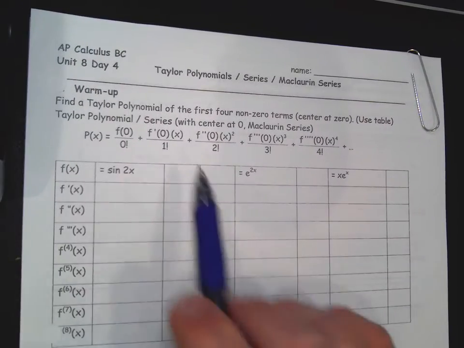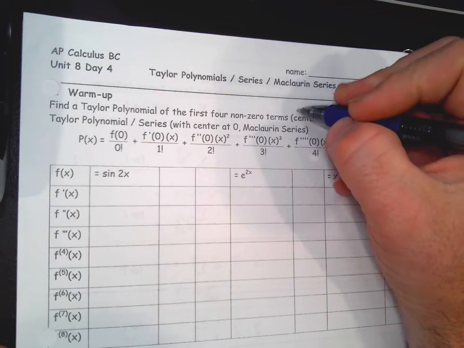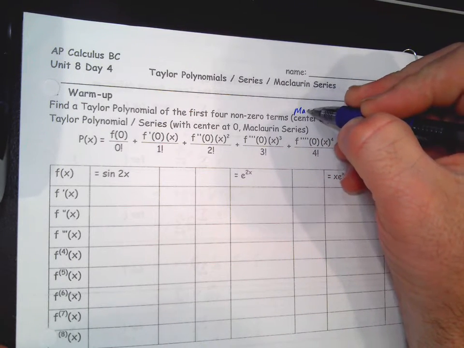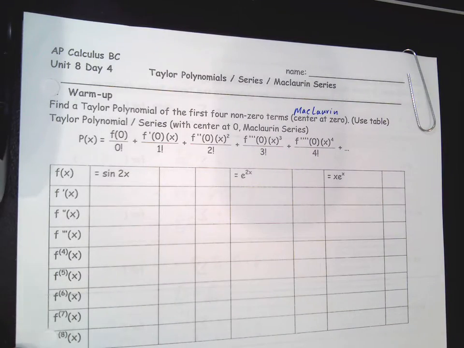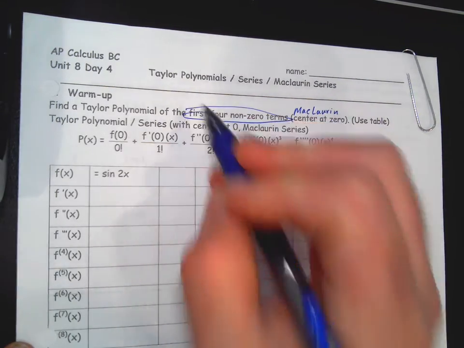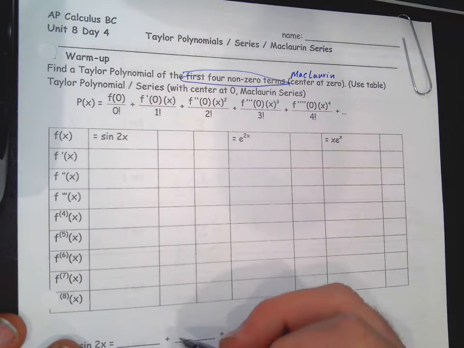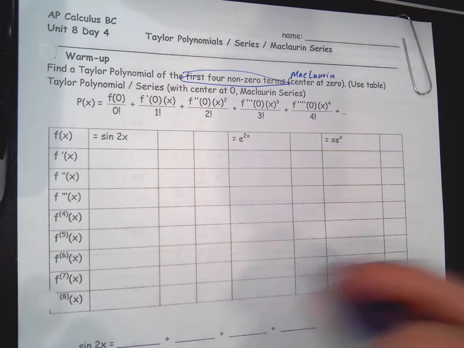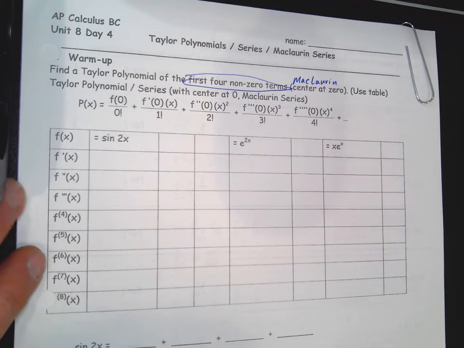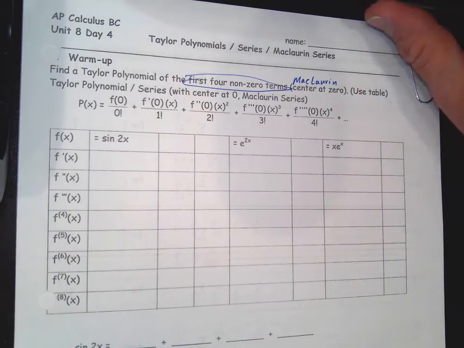We're going to find a Taylor polynomial for the first 4 non-zero terms centered at 0, which is actually a special type of Taylor polynomial called a Maclaurin. And it's the first 4 non-zero terms centered at 0. Now, you can use this table to help you. I'll go ahead and help you guys out on the first one so that you can know what to do on the next part.